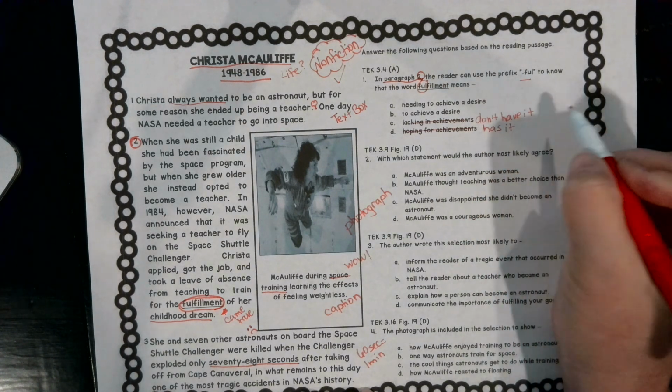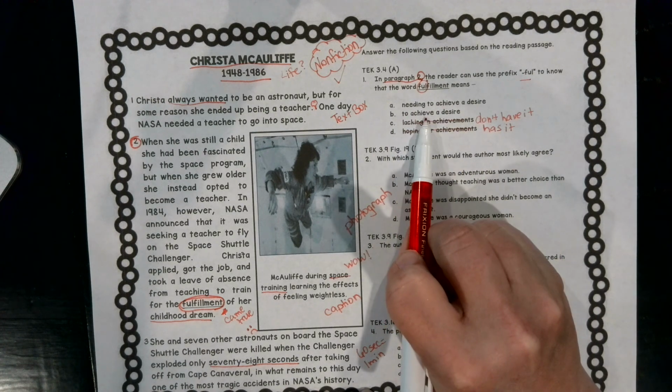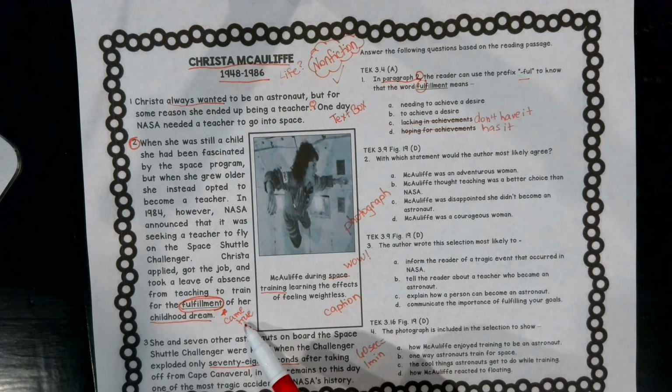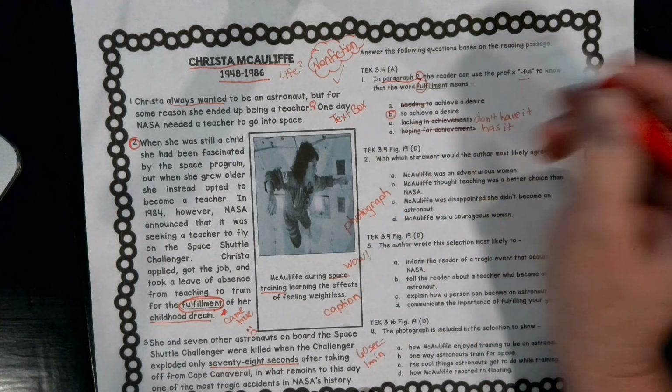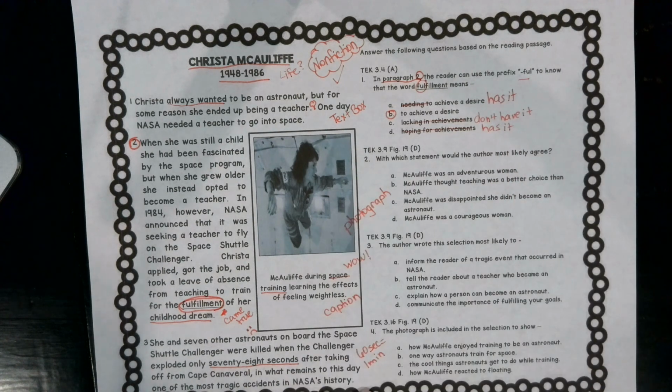Her achievement was to be in space. So does she need to achieve it or did she achieve it? Well, when we read it before, we wrote the note came true. So I don't think she needs it. I think she achieved it. All right, so I'm just going to put a couple little words.